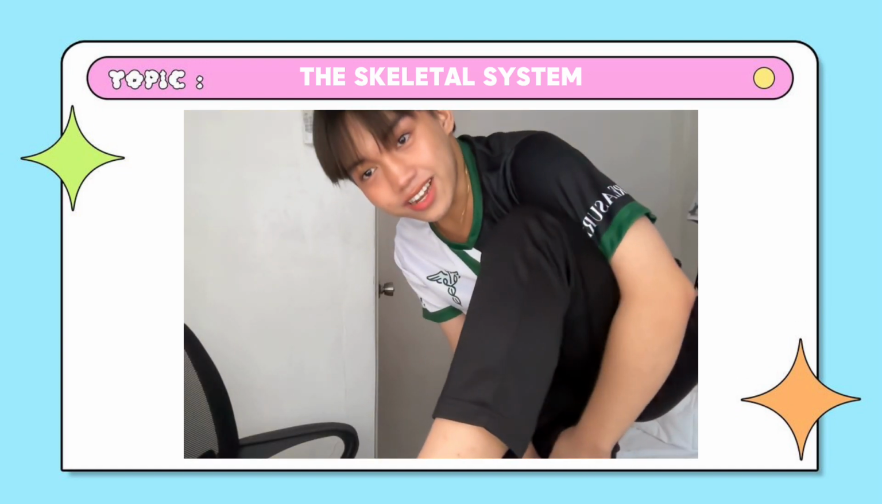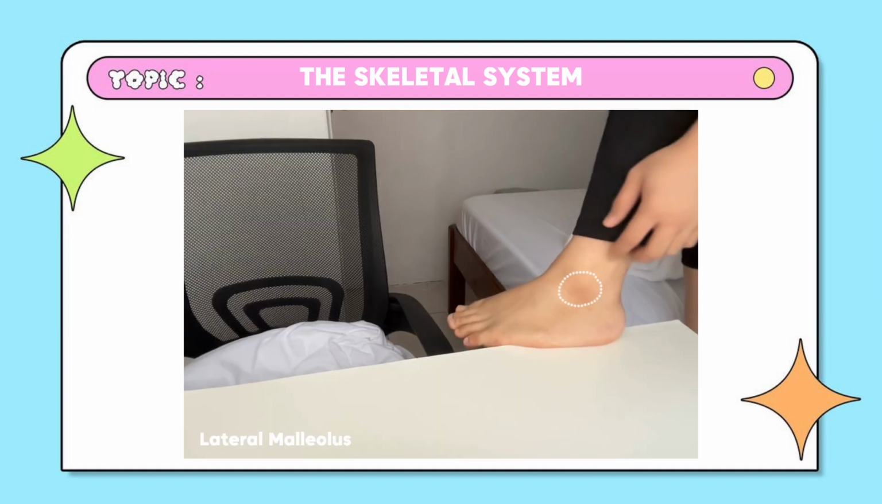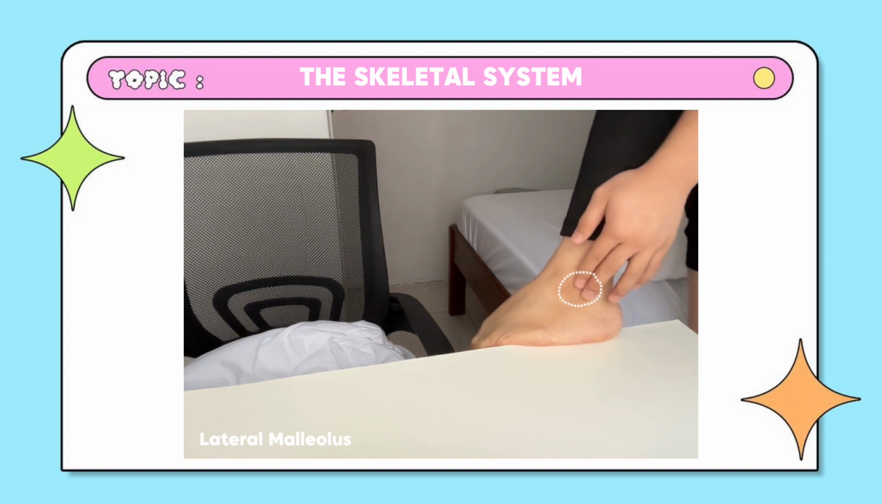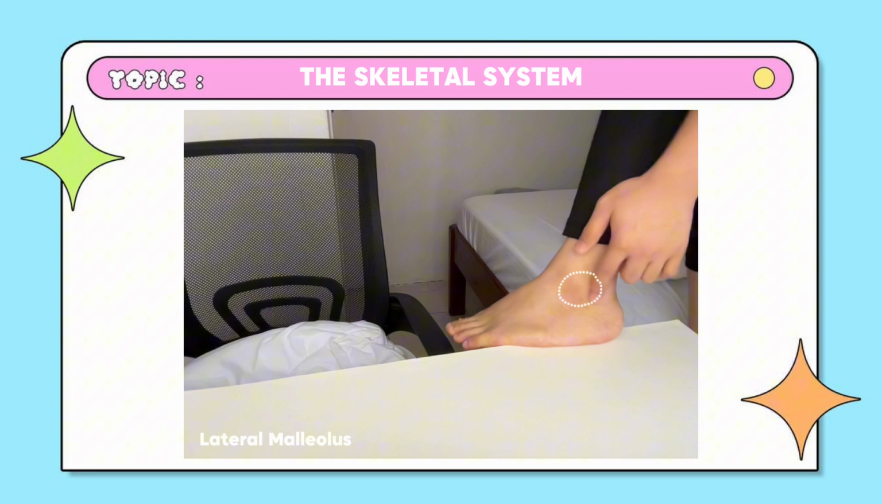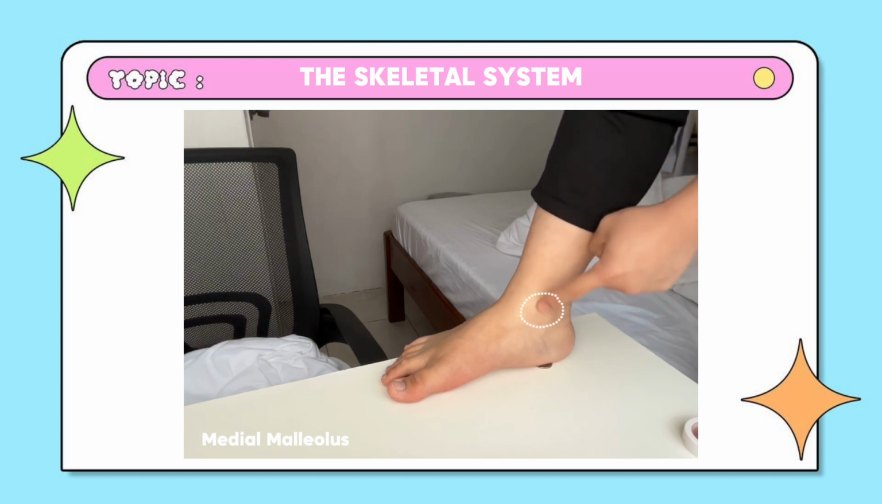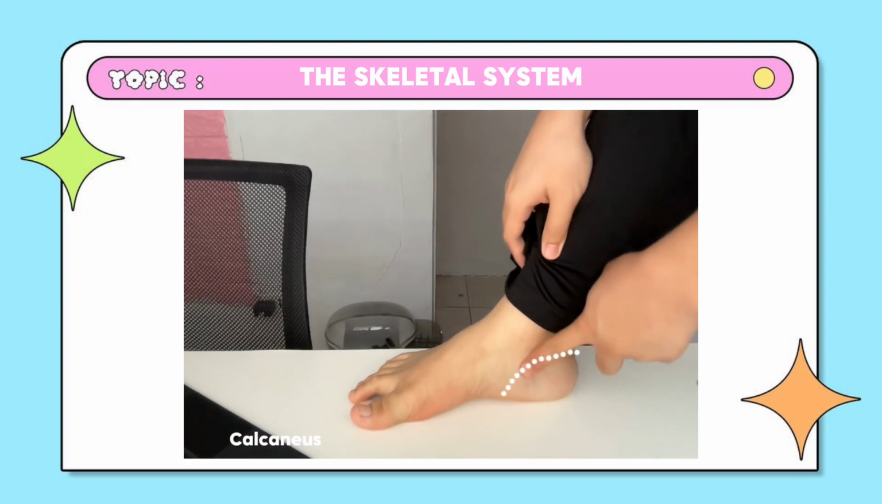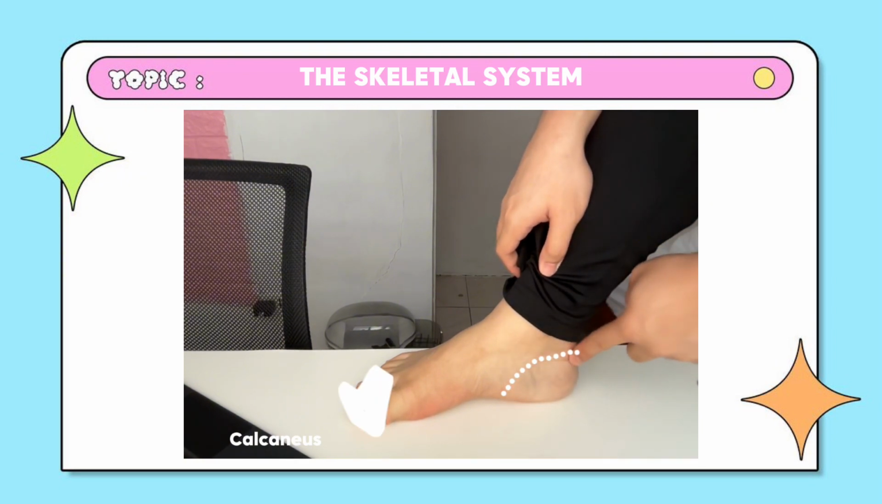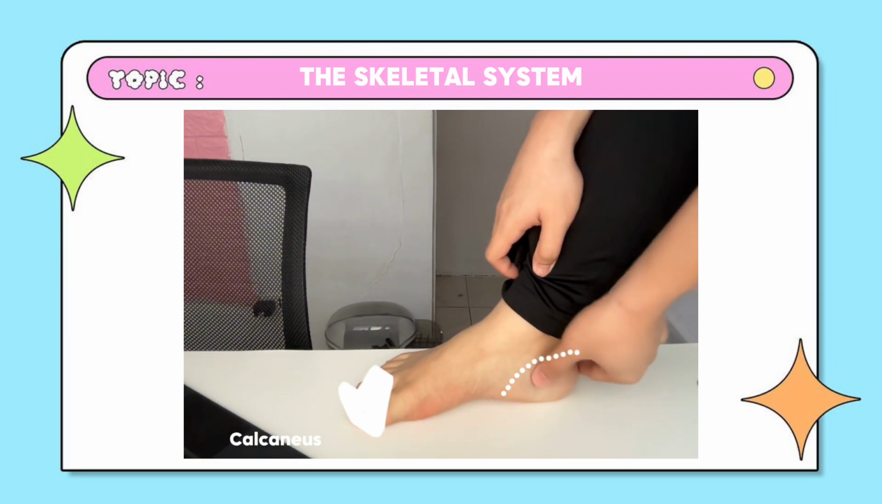Next is the lateral malleolus. Feel the bulge of the lateral aspect of your ankle, the lateral malleolus of the fibula. Next is the medial malleolus. Feel the medial protrusion of your ankle, the medial malleolus of the distal tibia. Next is the calcaneus. Attempt to follow the extent of your calcaneus, or the heel bone.